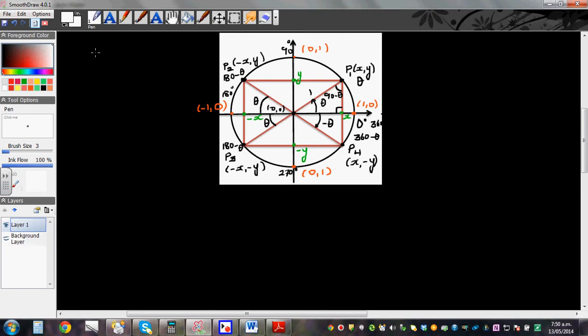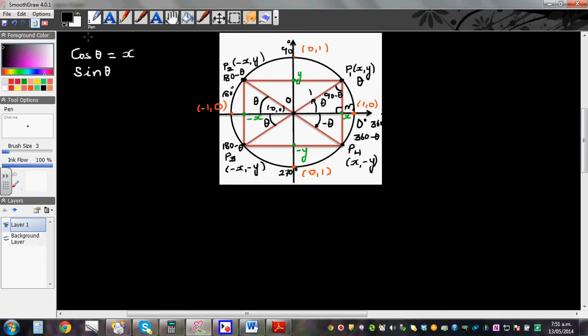Let's start with cos theta. Cos theta is adjacent over hypotenuse. Adjacent is x, and hypotenuse is 1. So cos theta is x basically. And for sine theta, we're talking about this angle, this triangle P1O. This is the center O, and let me call this point M.